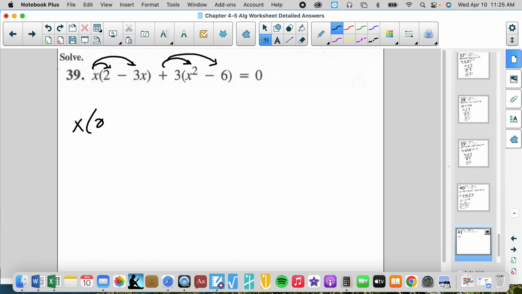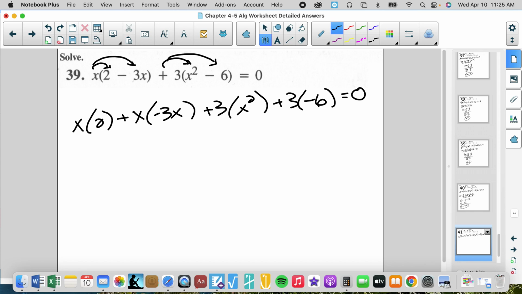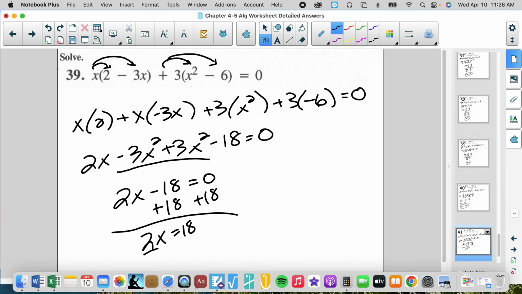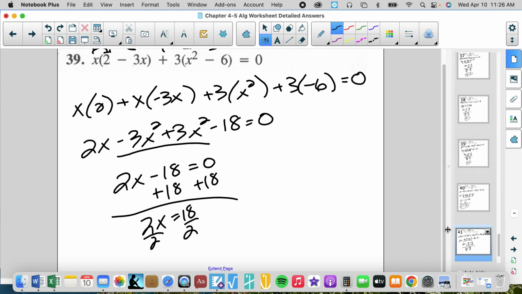So x times 2 plus x times -3x plus 3 times x squared plus 3 times negative 6 equals 0. 2x minus 3x squared plus 3x squared minus 18, that's a horrible 18, equals 0. These are like terms, they cancel. 2x minus 18 equals 0. Add 18. 2x equals 18, divide by 2. X equals 9.